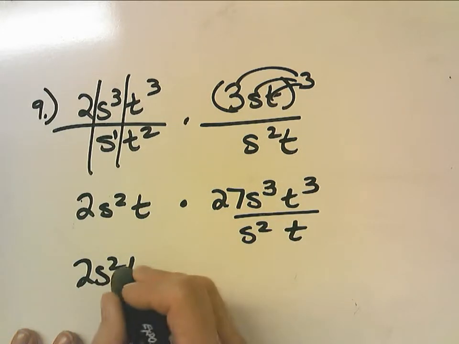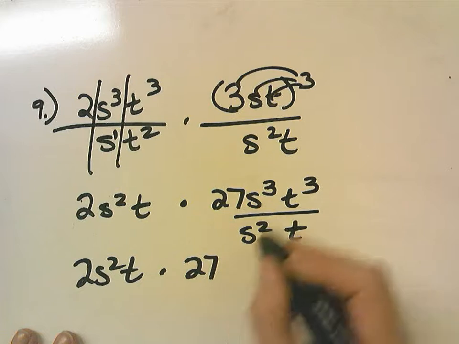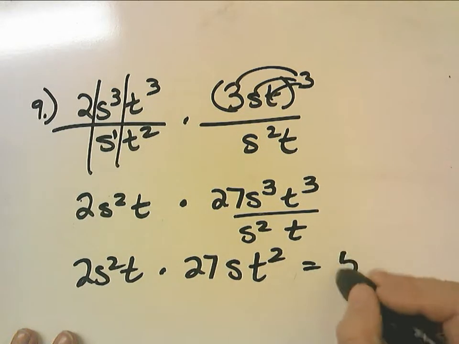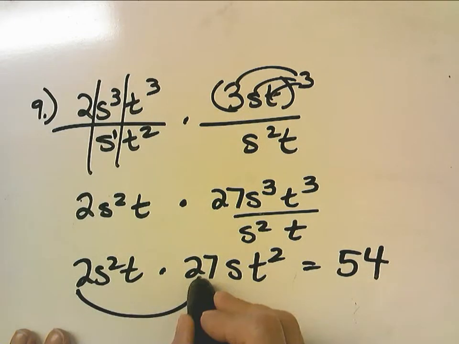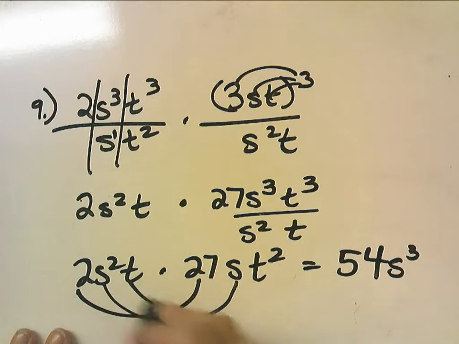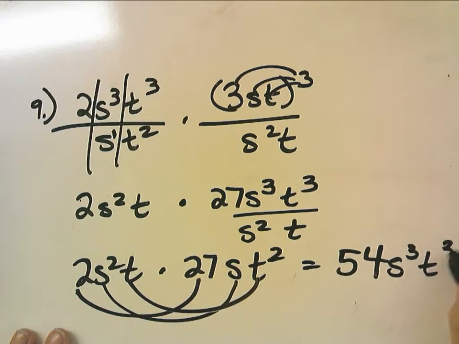So 2s squared t times 27. This becomes st squared, and this becomes 54 because I do 2 times 27. S squared times s is s cubed. T times t squared is t cubed.